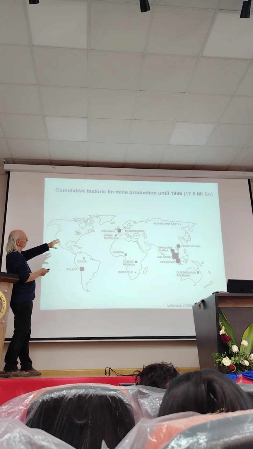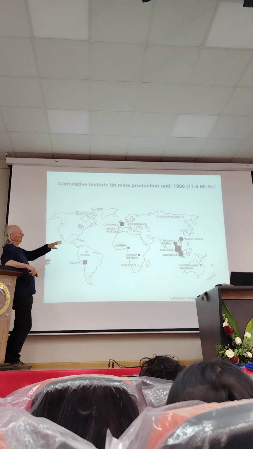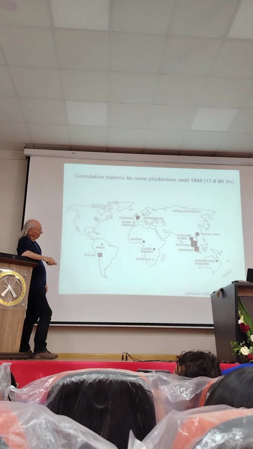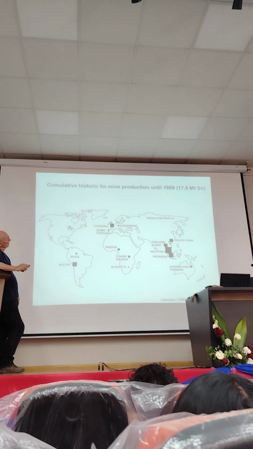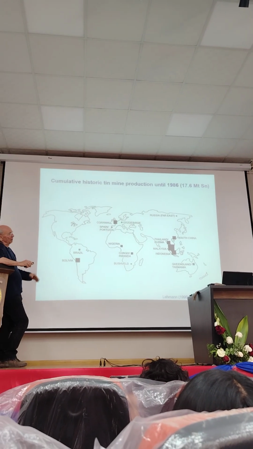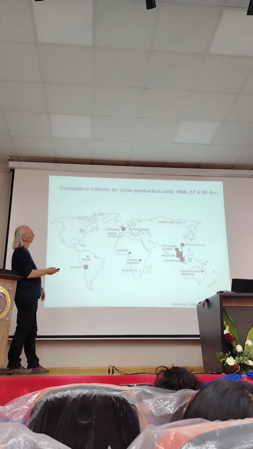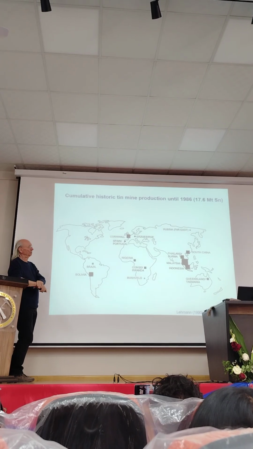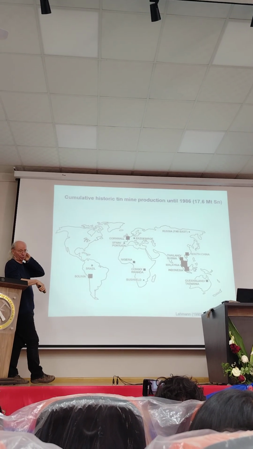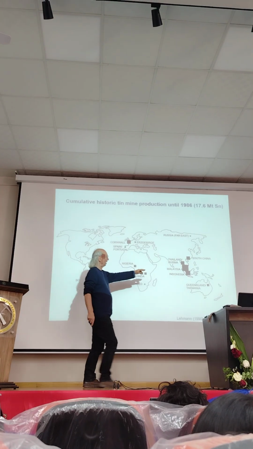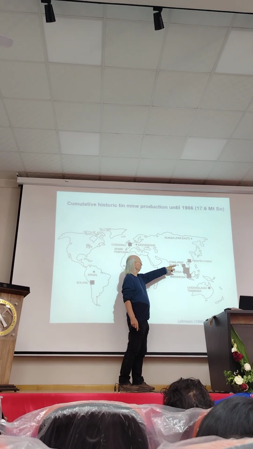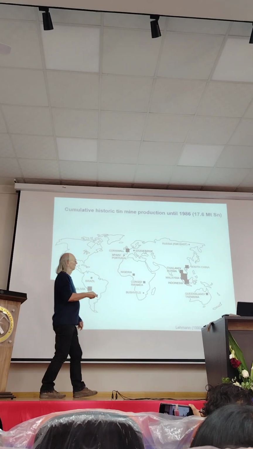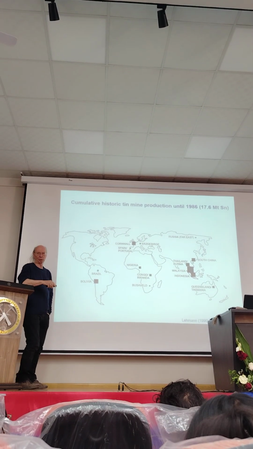So in this map, I summarized the historic tin production for the last 2,000 years. This was published in 1990. So in fact, up to 1986, there was a cumulative historic tin production of, let's say, 18 million tons of tin in the world. And this cumulative tin production came from a few parts of the world only, especially from Southeast Asia. Indonesia, Malaysia, Burma, Thailand, and a little bit in South China. So historically, this is the most important tin province in the world.